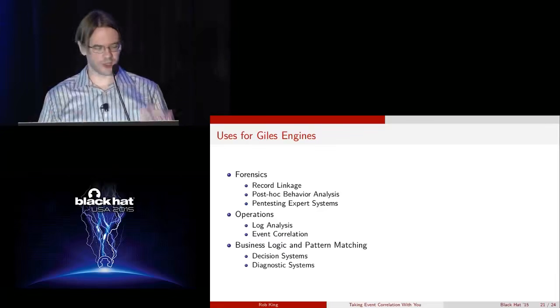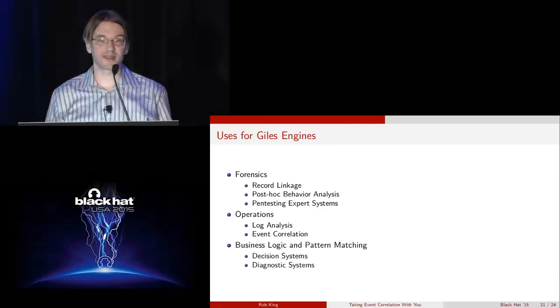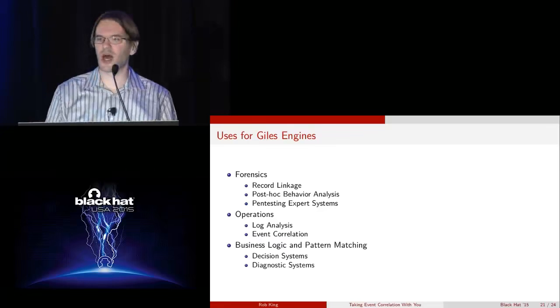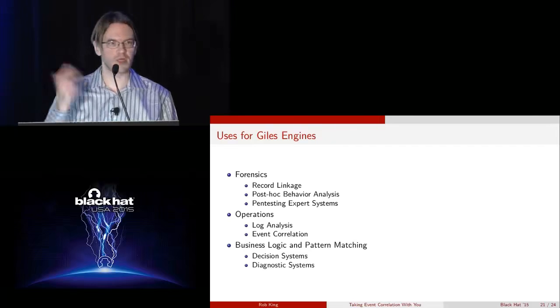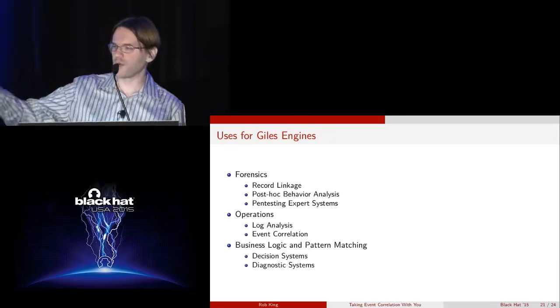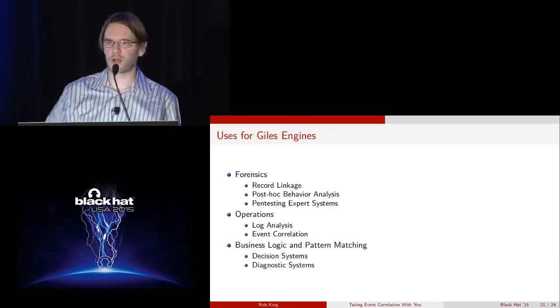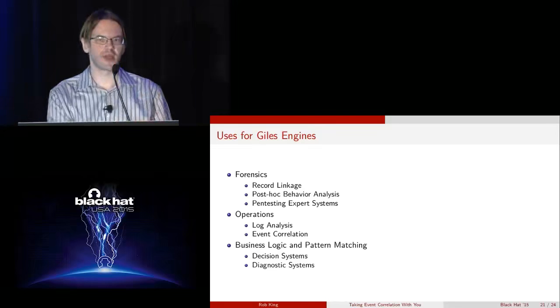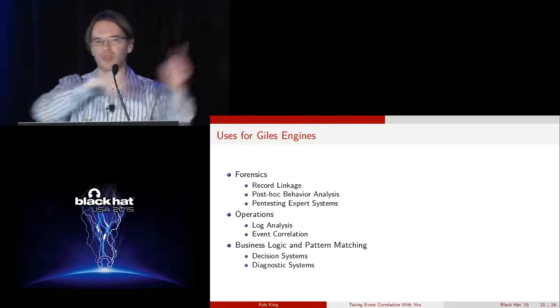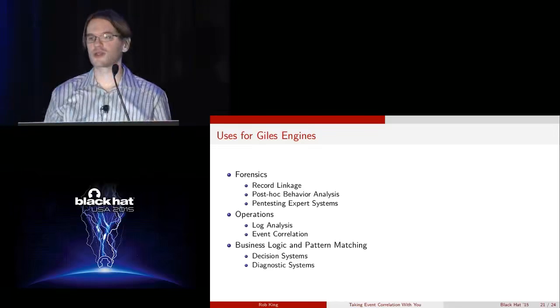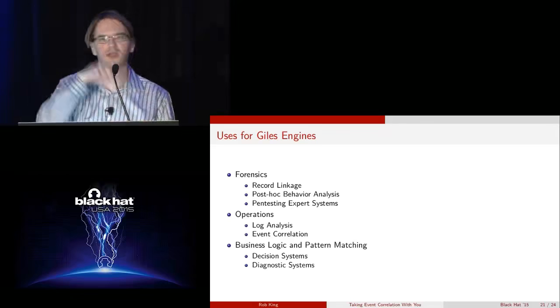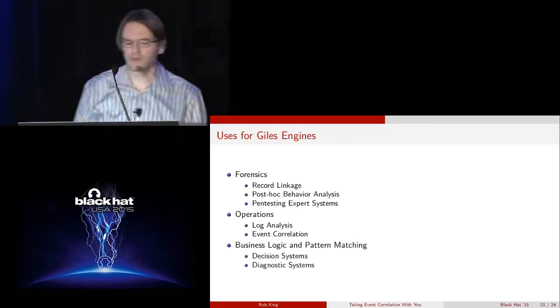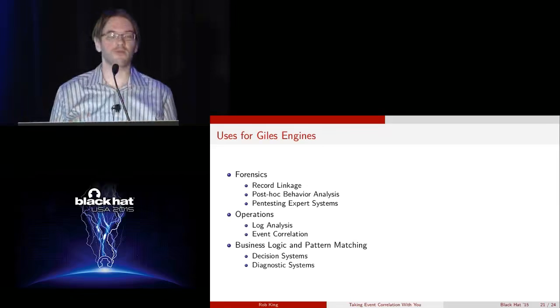Log analysis, event correlation, decision systems, diagnostic systems. One of the examples in the Giles source directory is an expert system that detects reverse traffic flows in networks. So if you say, this network has a security clearance of 50, and this one has a security clearance of 30, and then there's a bidirectional connection between these three networks, and so on, you'll get alerts saying, oh, you can get traffic to this network by this route that you didn't know about, maybe. So it's cool. You can build lots of cool stuff with it.